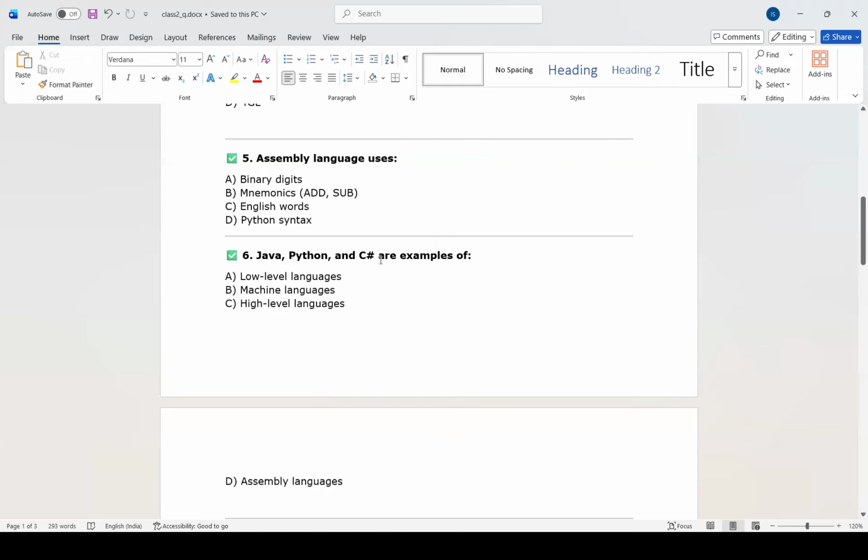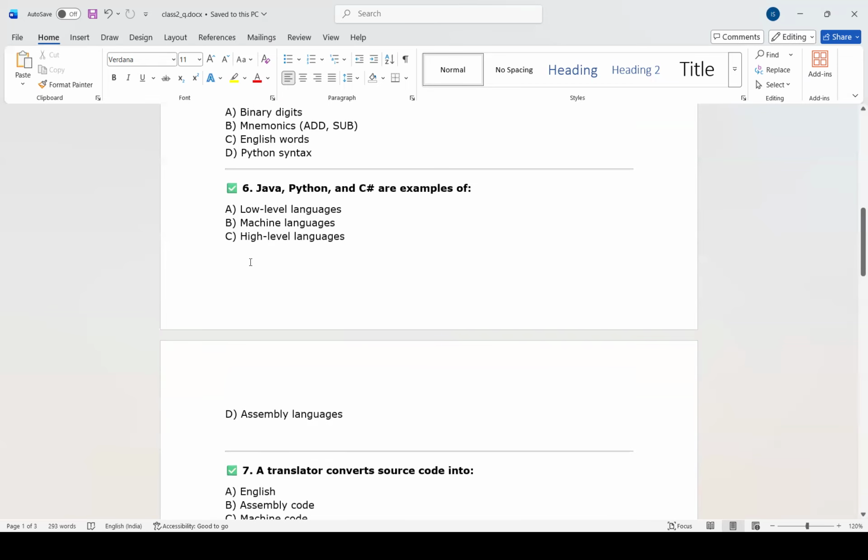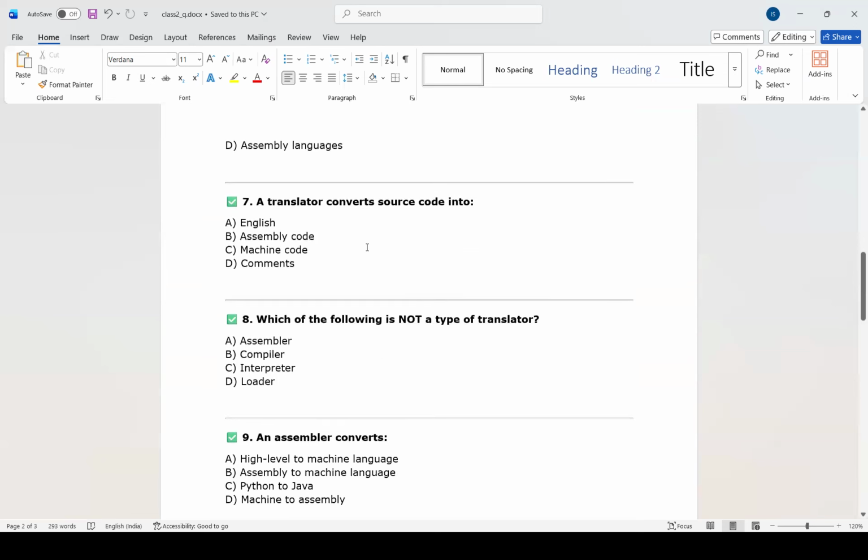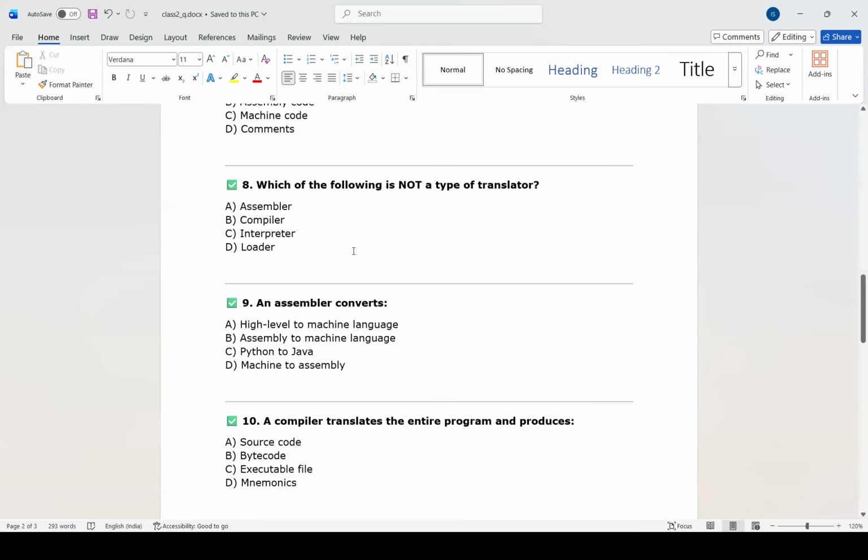Java, Python, and C Sharp are examples of which level of language? Machine language, high-level language. High level. High-level language. A translator converts source code into what? Machine code. Correct? Because the only purpose of the translator is to convert your source code, your English-like language, to binary language or machine language.